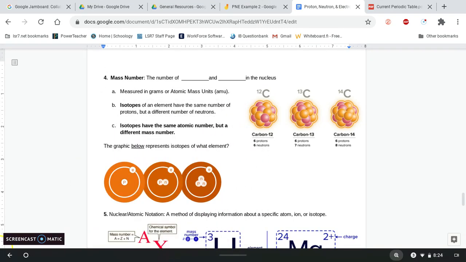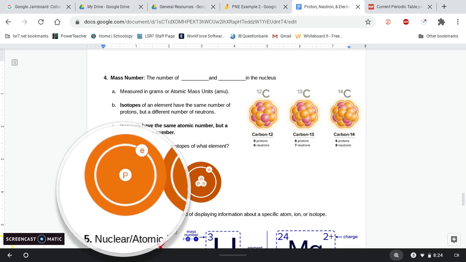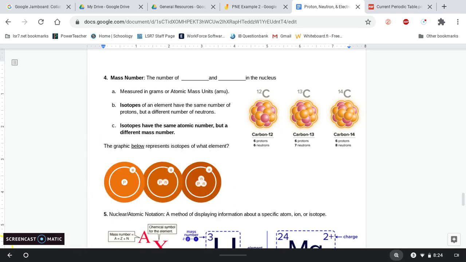Okay, so this is really easy. To figure out what isotope you have, you just look at the protons. 1 proton, 1 proton, 1 proton. Notice they all have the same number of protons. The only thing different is those neutrons.